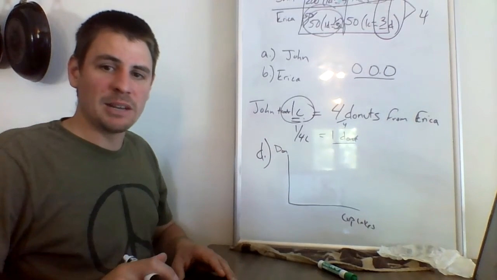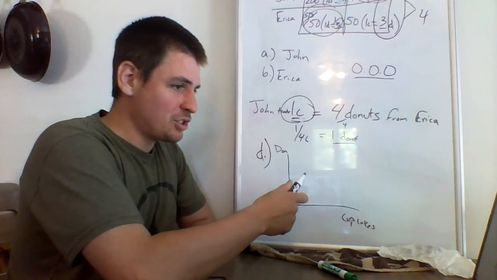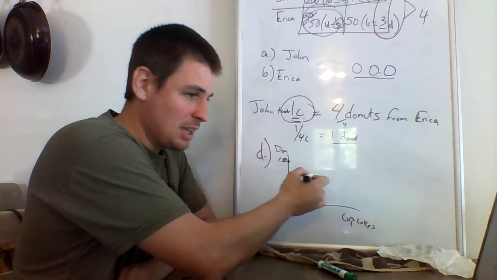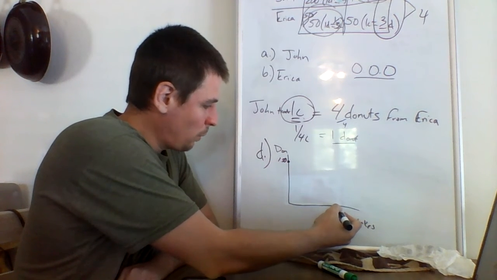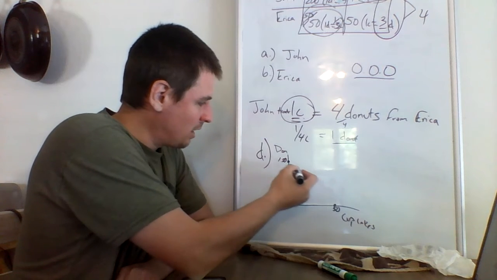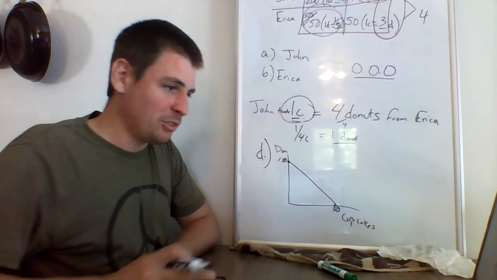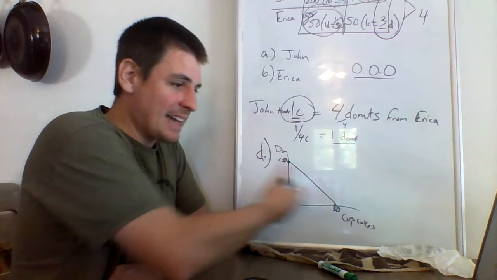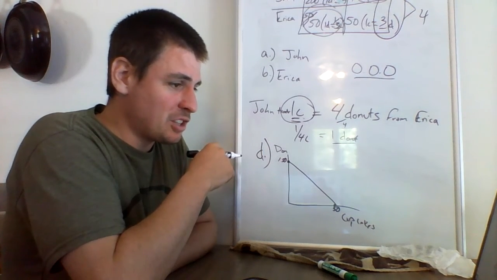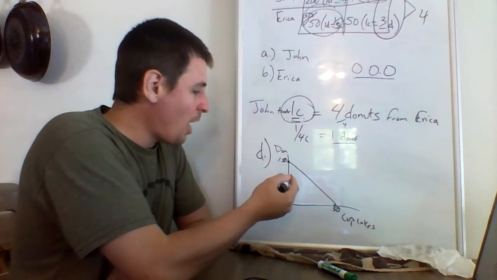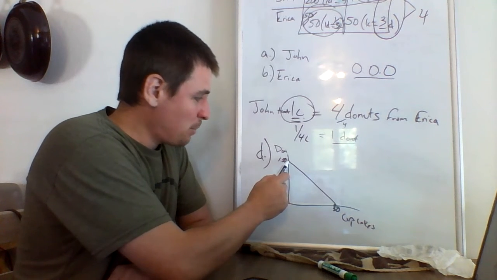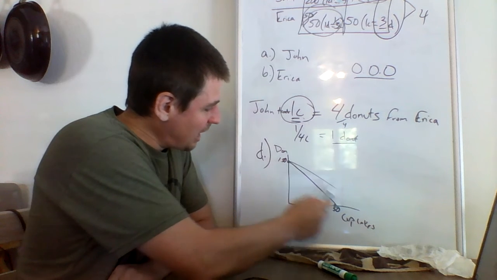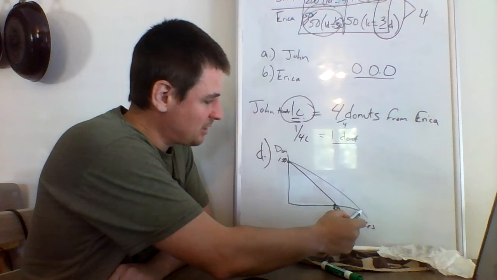If Erica did it by herself, how many donuts could she have made previously? 150. How many cupcakes? 50. Great. And that was her production possibilities curve. So that's what it was initially, labeling the axes. Assume that Erica discovers a new cupcake recipe. Well, now she can't produce any more donuts. She can't produce more than 150, but she can produce more cupcakes.